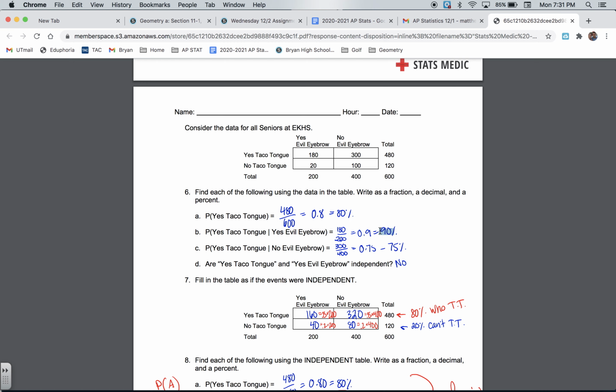Okay, but when I was yes on evil eyebrow, all of a sudden my taco tongue percentage went up to 90%. So what that means is, if you told me that someone was in the evil eyebrow category for yes, then I could guess that they had a higher percent chance of yes taco tongue. If they were a no evil eyebrow, then I would know that they had a lesser chance of being a yes taco tongue. So are these events independent?